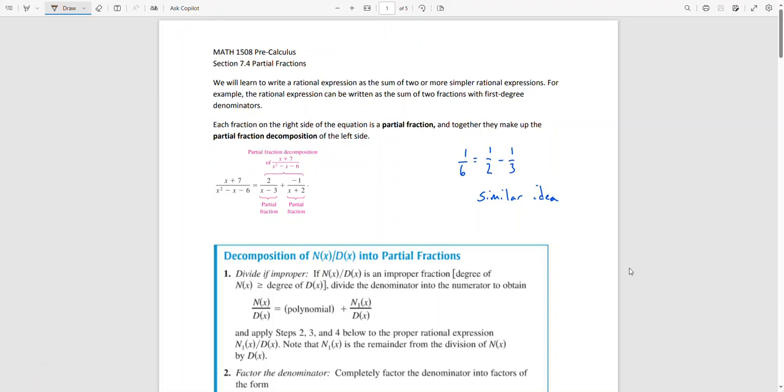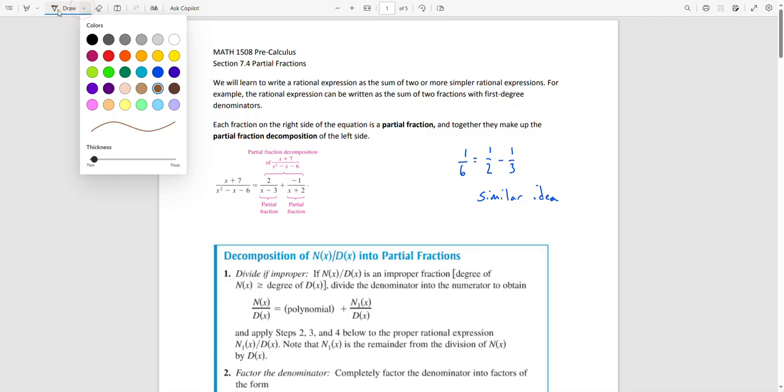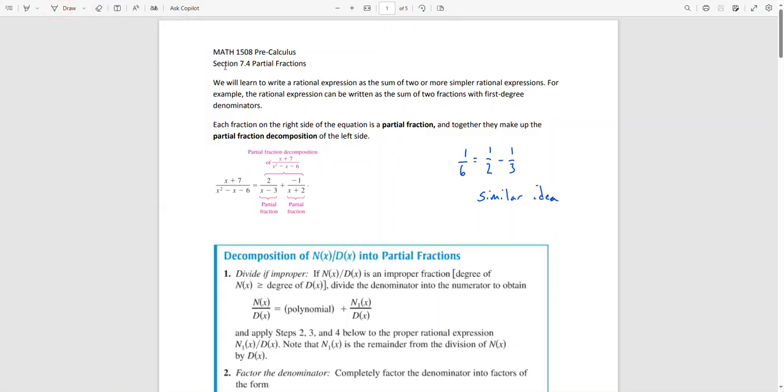This section, we're looking at partial fraction decomposition, my favorite section for the entire semester, and I'm bummed that I missed it. But here we go. Section 7.4, partial fractions. What we're going to do is learn how to write a rational expression as the sum of two or more simpler rational expressions.